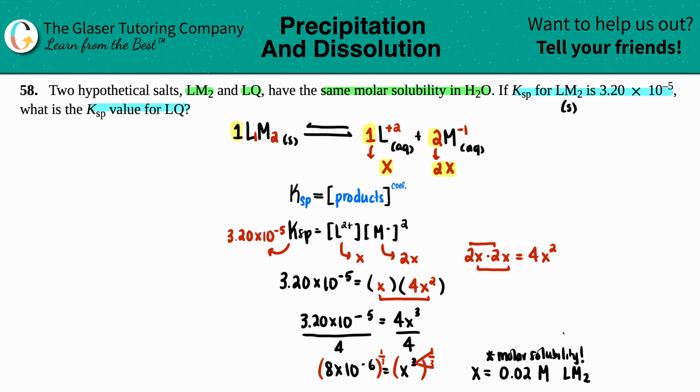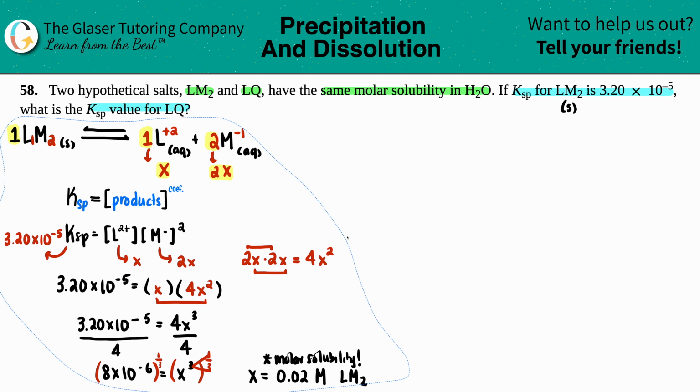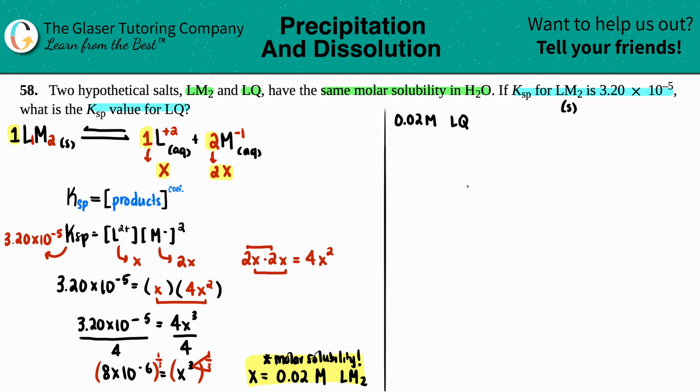Now, they did say that LM2, the one that we found, has the same molar solubility as LQ. So I can use that to my advantage. I'm just going to move this over to the left side because we're going to now do the other one. Maybe I'll just put a little line here. Beautiful. And now, since they said that we have the same molar solubility, the 0.02, that's the molar solubility for LQ. So now I know that I have 0.02 molarity of LQ.